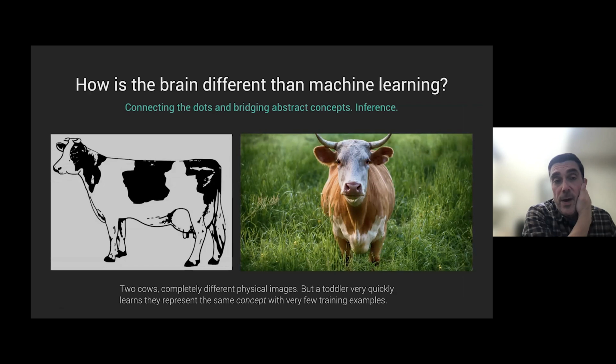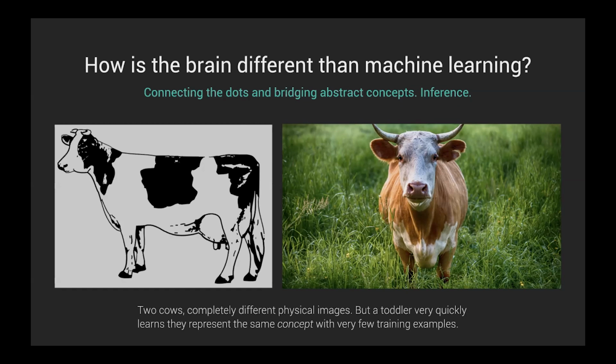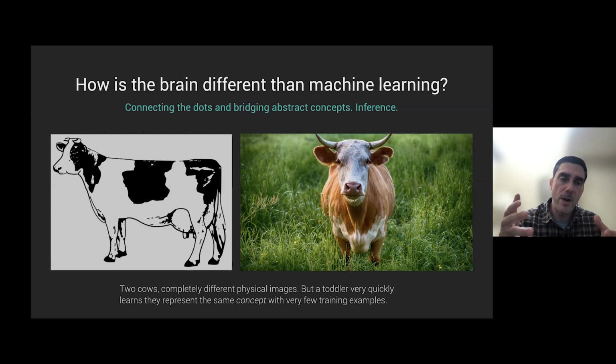So what makes the brain unique? Again, from a systems perspective, I like to contrast what the brain can do with what machine learning can do. This is one of my favorite examples. These two images of a cow are completely different. They're physically completely different objects. The one on the left is a line drawing of a cow, black and white. The one on the right is a colored photograph, completely different angle. But you just show a toddler just a few of these examples, and they very, very quickly start to create the concept, the class of what a cow is internally.